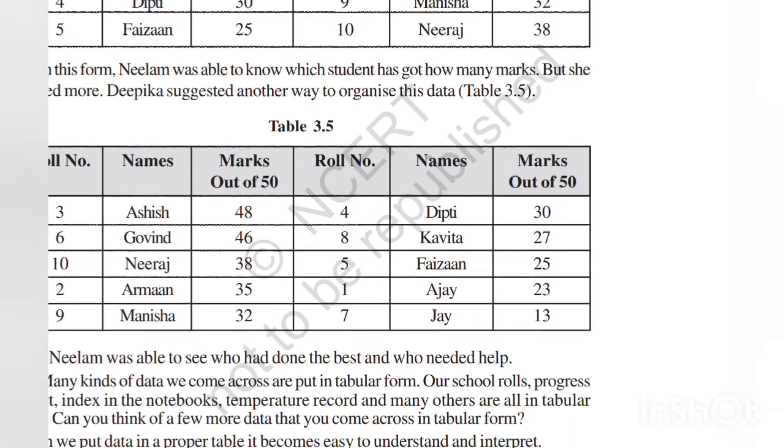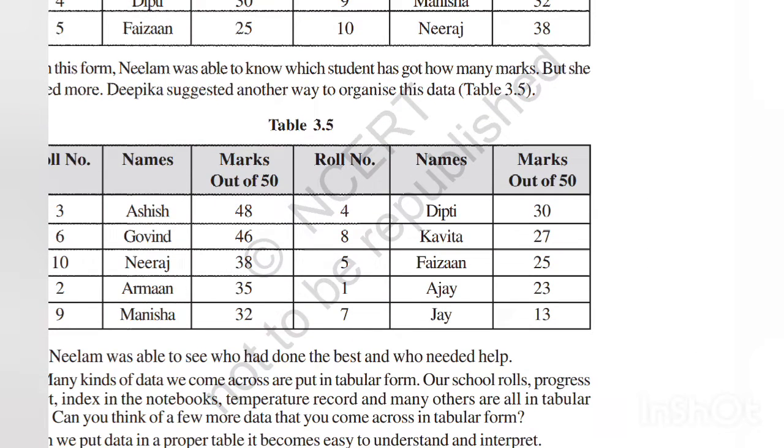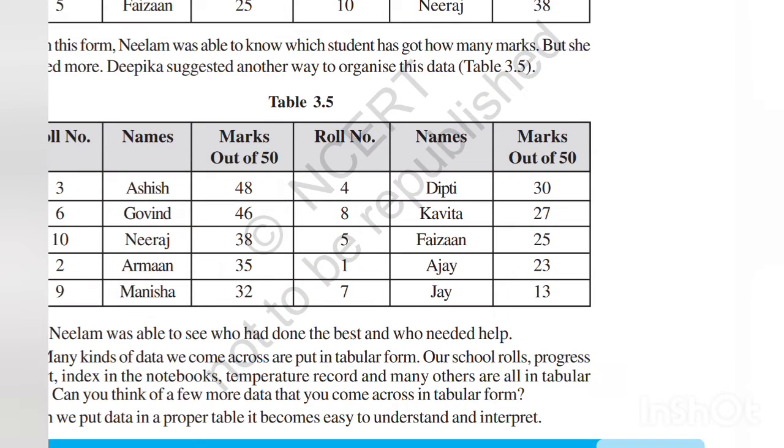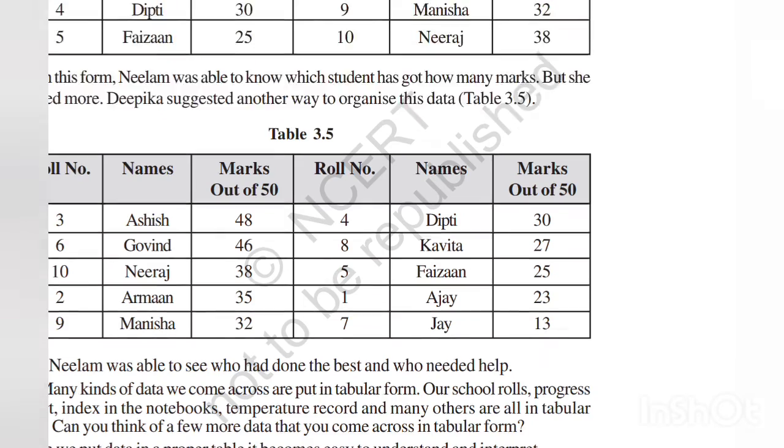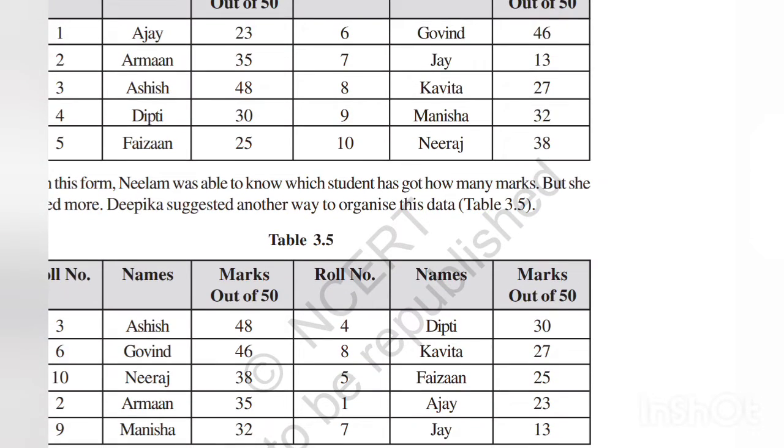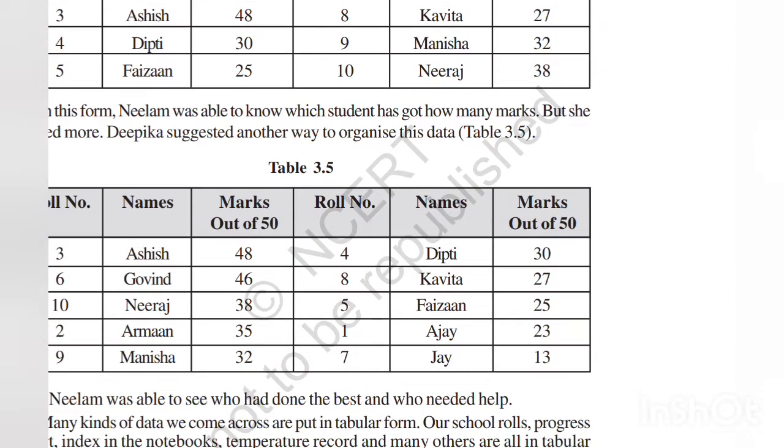But here in table 3.5, they have arranged it on the basis of the marks out of 50, and it is given in decreasing order. See, Ashish got the maximum marks, that is 48. It is written first. But here the roll numbers are changed. You can see this is the organization. On the basis of the names and the marks, the roll numbers are also getting changed.